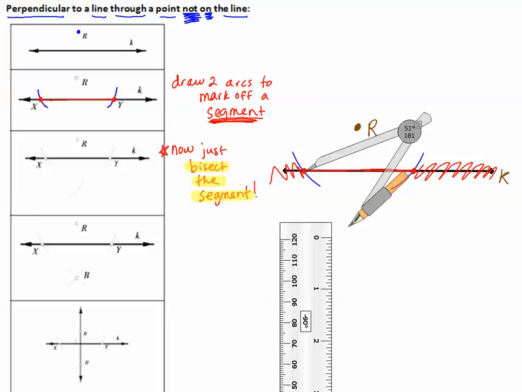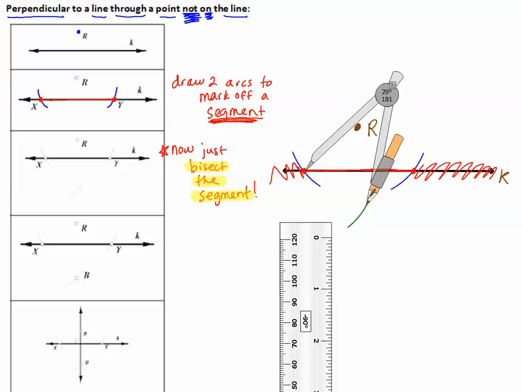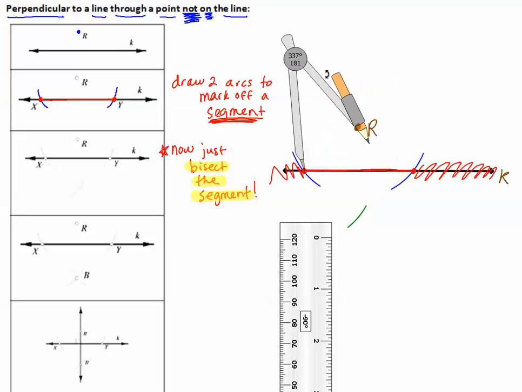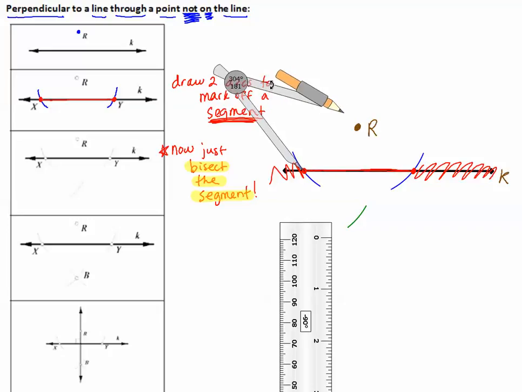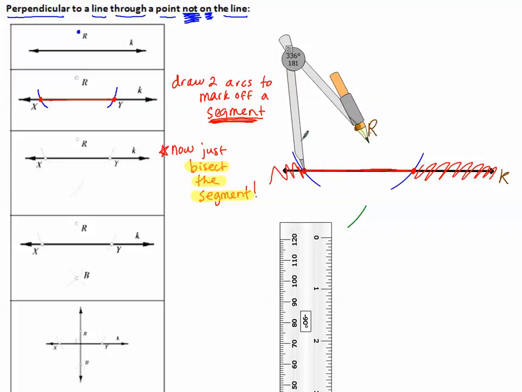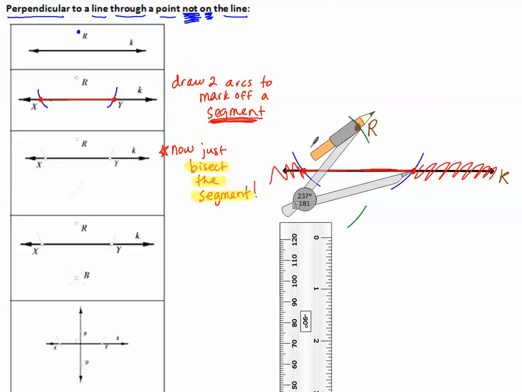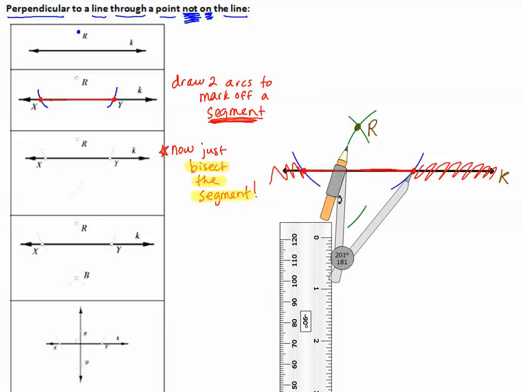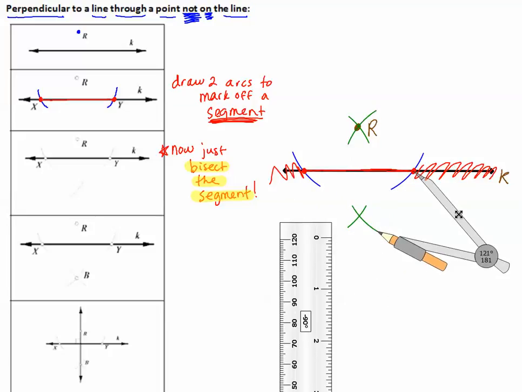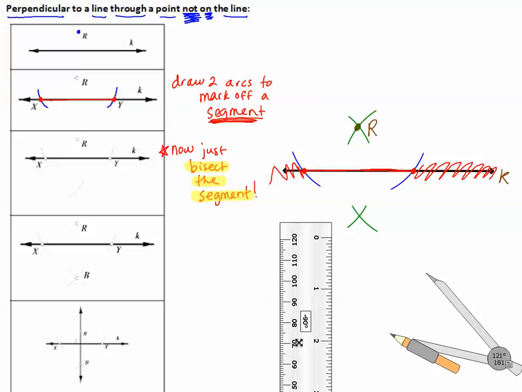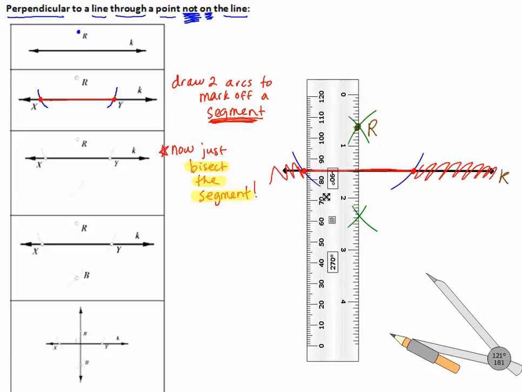Take my compass, draw a little arc from one end point of the segment, from one side of the segment. Now, I actually don't need to draw it over the segment this time because my point is there. But I'm going to do it just to refresh our memory from how we did it before. Just to review the steps, little arc over and a little arc under. Once I have my two pairs of intersecting arcs, bring my straight edge and draw my line. Nice and long. There you go.